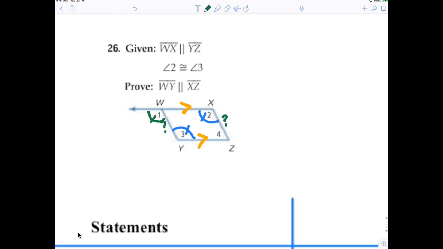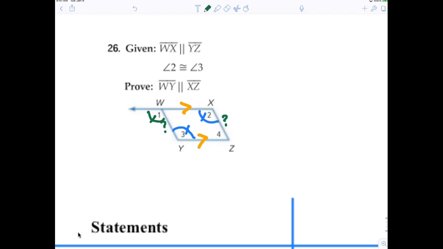Yeah, it's a substitution. See, sometimes I'm sitting here trying to figure out a way of calling it corresponding or alternate interior or something like that. Does everybody see what I mean? That's why you've got to go through a checklist in your brain. That's why it's not always easy. All right, is everybody okay with that? And now, because 1 and 2 are congruent, what can I say about WY and XZ? They're parallel. Because, yes, converse of corresponding angles. Good job. All right.